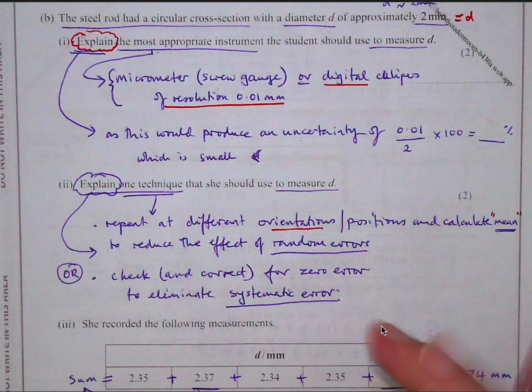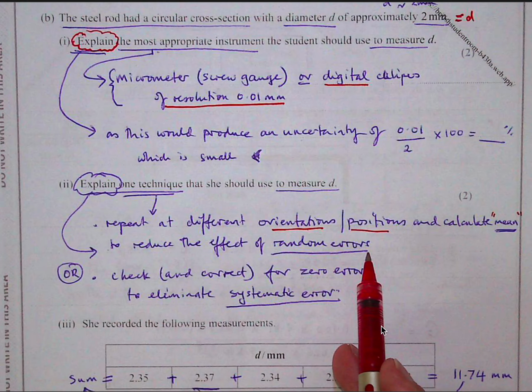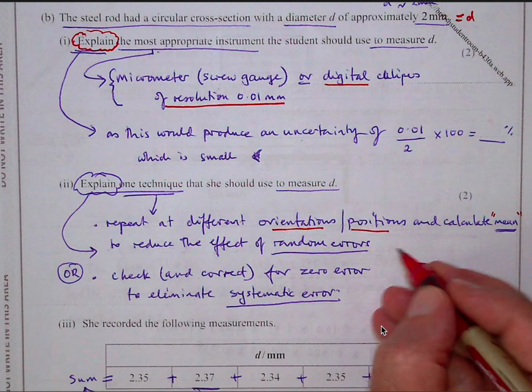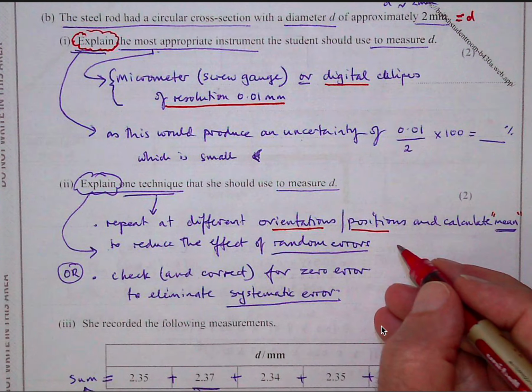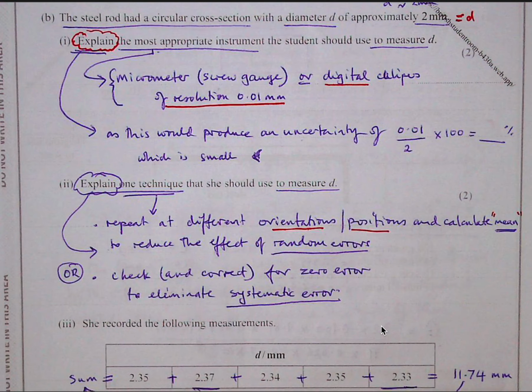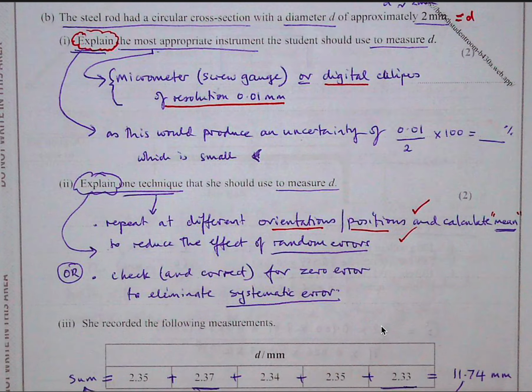Why do you do it though? To reduce the effect of random errors. It could be that one bit is slightly out, so one bit might be slightly thinner than the other bit, and so on. That would be a random error because it could be one way or the other. That's what a random error means. So this is your 2 marks. If you do that, you get 2 marks.